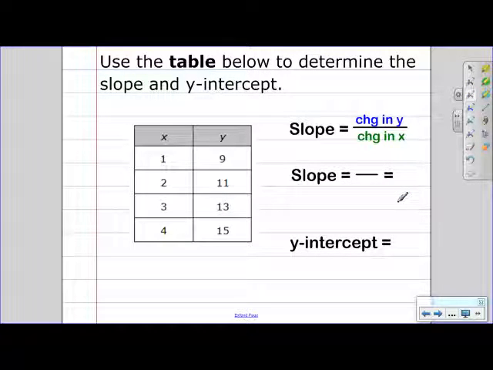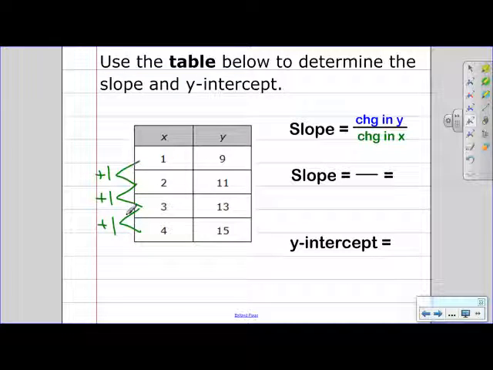Next question. Use the table below to determine the slope and y-intercept. So we are going to look at the change in y over the change in x. So let's look at the change in x first. So going from 1 to 2, we can see that we are adding 1. From 2 to 3, we are adding 1. From 3 to 4, we are adding 1. So the change in x is a positive 1.